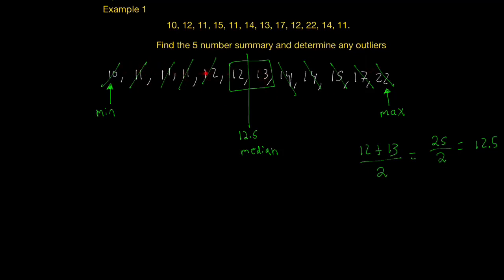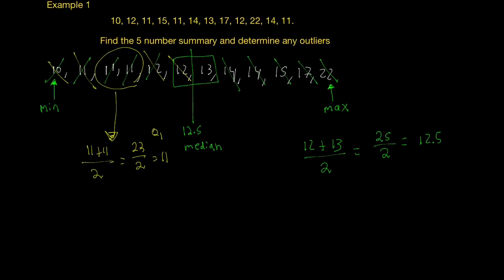And now let's get the median of the lower half, which is Q1. So we can eliminate the 10 and the 12. Get rid of this, get rid of that. And here we have two medians. So 11 plus 11 over 2. That's going to be 22 over 2, which gives us 11. So Q1 is going to be 11.